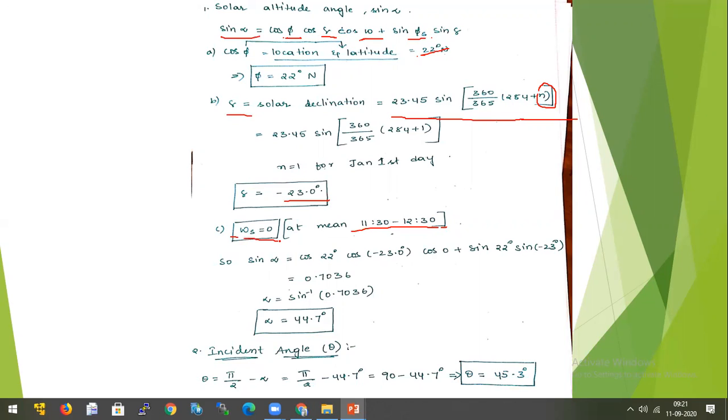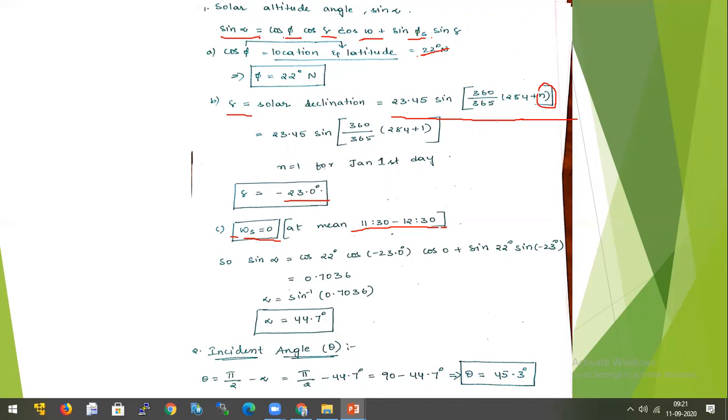This is the default. Before 11:30 we have to take other values, and after 12:30 we have to take other values. So at this particular time, 11:30 to 12:30 mean time, omega s is equal to 0. So we substitute 0 in place of omega. We have got all the values: phi is 22, xi is minus 23, and omega is 0.